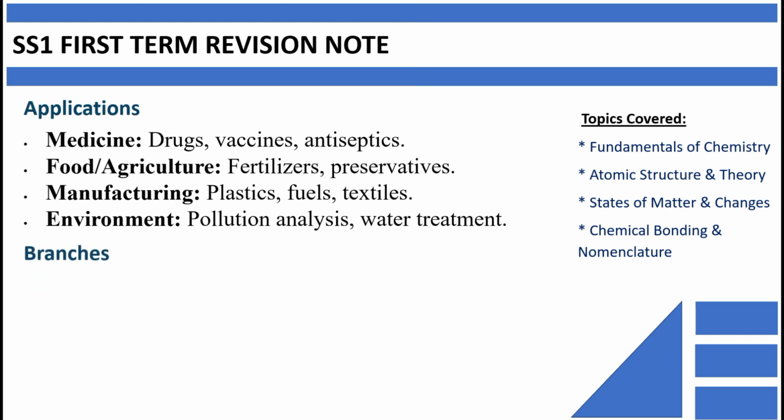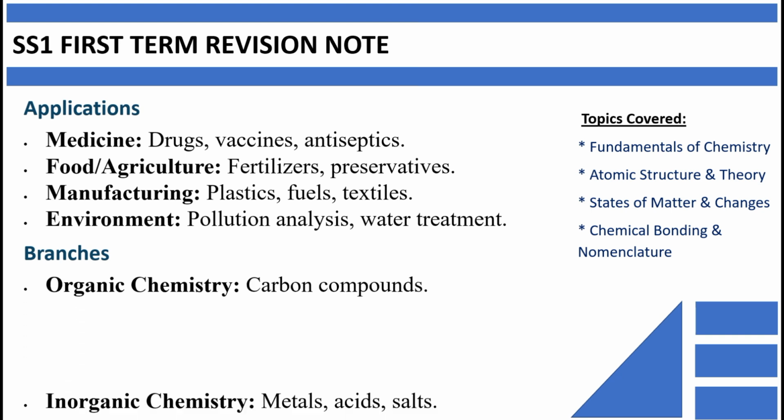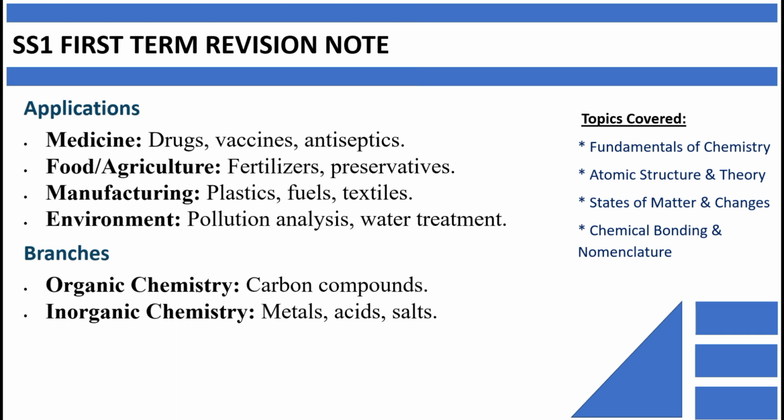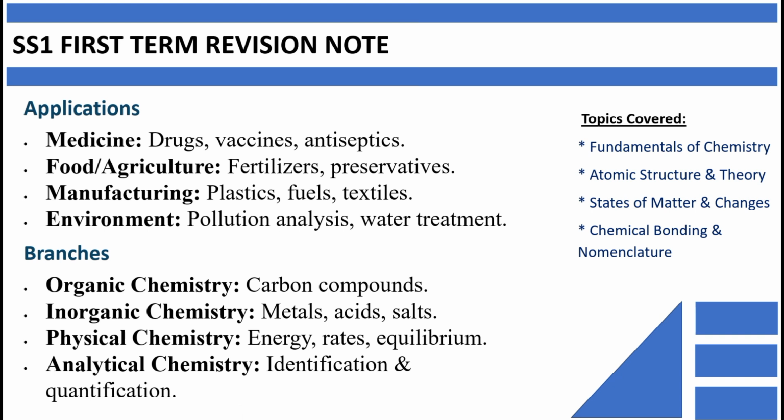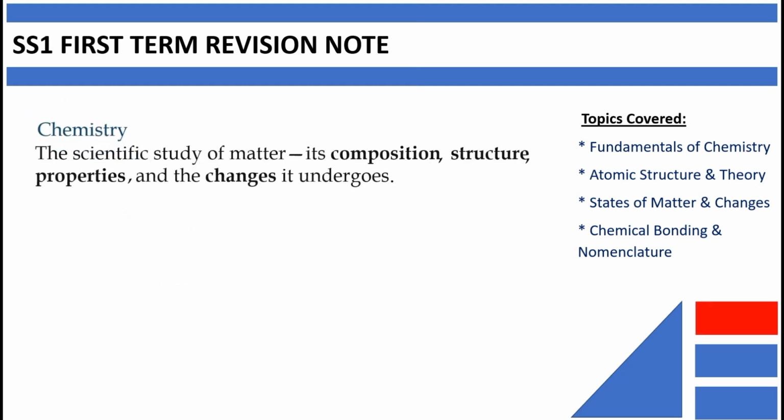If you look at it, there are some branches of chemistry, but I don't really want us to go too deep into branches of chemistry. We have organic chemistry that studies carbon compounds, inorganic chemistry that looks into metals, acids, and salts, physical chemistry that looks into energy, rates of reactions and equilibrium, analytical chemistry that looks into identification and quantification. So you need to have these as the major 4 branches of chemistry we studied this term. It is possible for them to ask you to mention 2, 3 or 4 major branches of chemistry. So you can give them this and go your way.